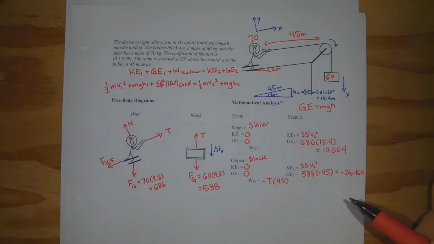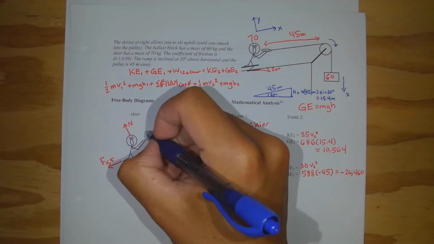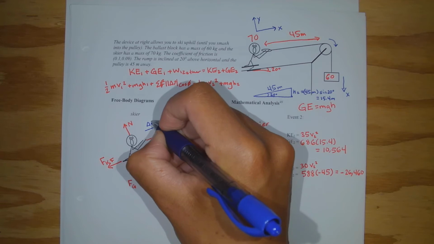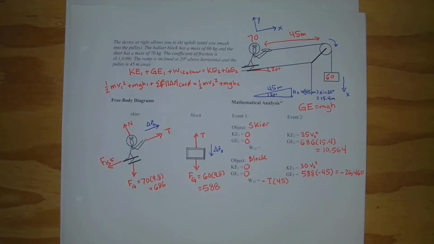For the skier, the displacement is parallel to the incline.